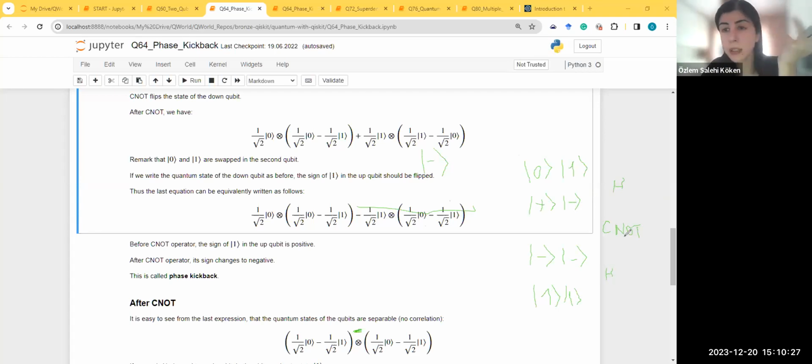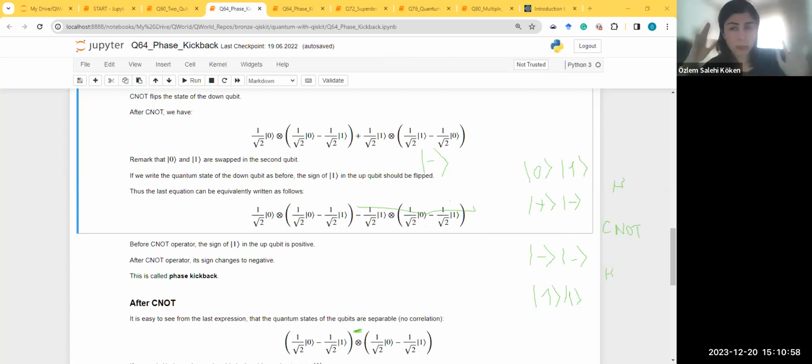So CNOT, if you apply this on our usual basis states like 0, 0, 0, 1, 1, 0, 1, 1, then yes, it's not affecting the control, but it's affecting the target. But because of the phase kickback effect, when you apply this on quantum state plus minus, then it's keeping the target, but it's changing the control as it is in this example.